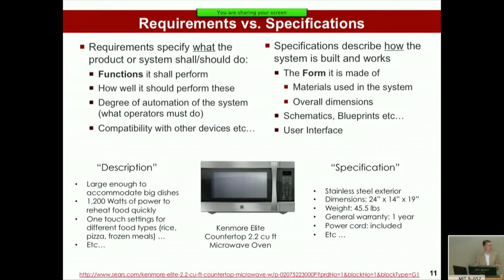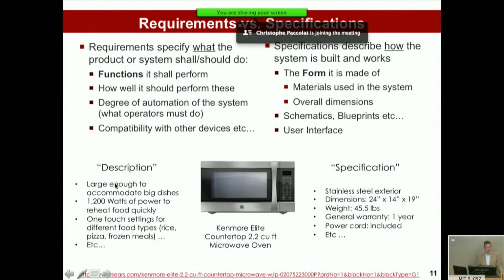CONOPS for the microwave. Family, 4 kids, both parents are working. Busy, not time to spend 2 hours preparing dinner. Therefore, big dishes, a lot of people. It has to be quick, right? That's a CONOPS. And the requirements. This description is essentially the requirement.